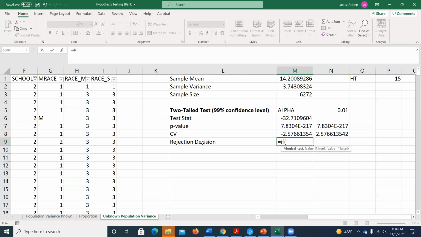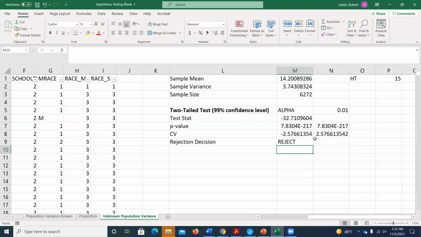So, coming up with the rejection decision, this is where I said you can get fancy. You can just compare the p-value to alpha here. Clearly, the p-value is way less than alpha, so we should reject. You can get fancy and do the IF statement where you say if this p-value is less than alpha, comma, put in the word reject, comma, if it's not, then we fail to reject. Okay. So if I hit enter here, clearly reject.